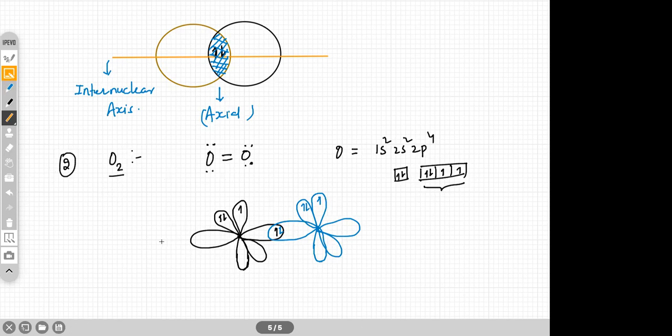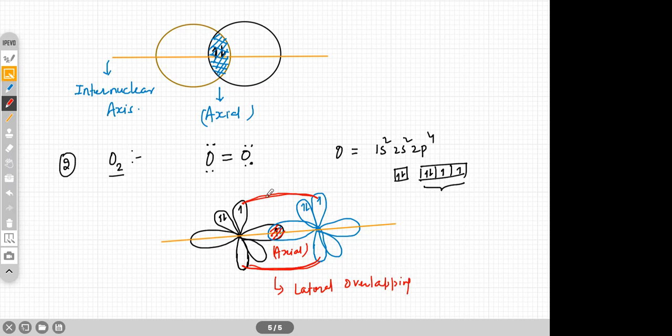Now this overlap, you see along this line, this is the internuclear axis. And along this line, the overlap that we have is axial overlap, which forms a sigma bond. These two orbitals go under lateral overlapping, right? So this is lateral overlapping. So it forms a pi bond, right?